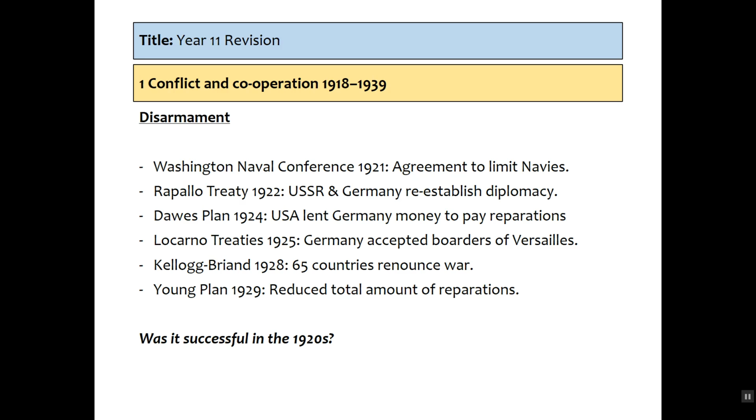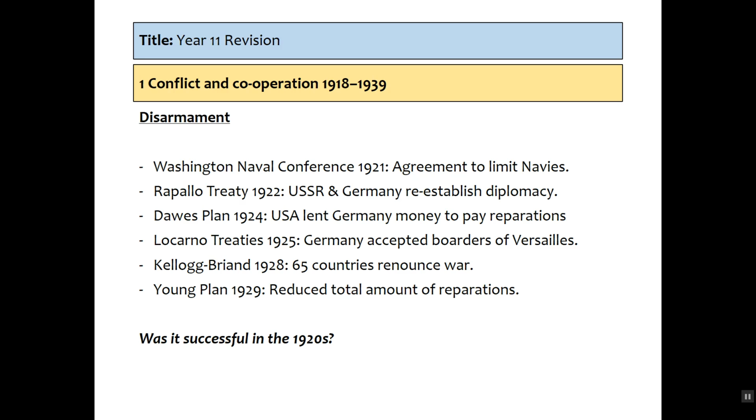Now, we've got some other agreements. We've got the Rapallo Treaty of 1922, where the USSR and Germany re-established diplomatic relationships. We've got the Dawes Plan, which is the USA lending money to Germany. The Locarno Treaties, which is a big step forward for Germany. They accept the Treaty of Versailles. The German people's reaction to this, though, is pretty negative. The Kellogg-Briand Pact, where 65 countries renounce war as an option. Again, a toothless act. And lastly, the Young Plan, which reduces the total amount of money to pay.